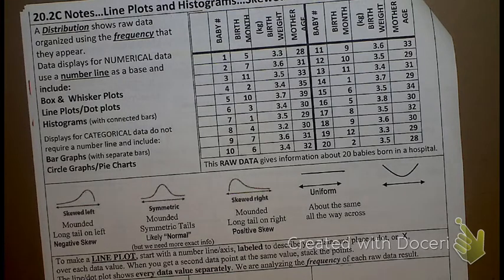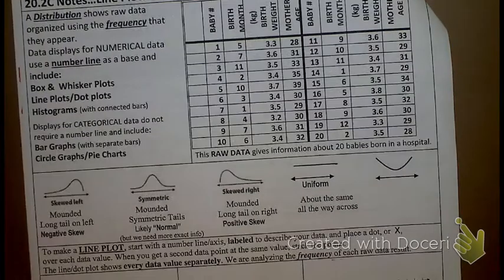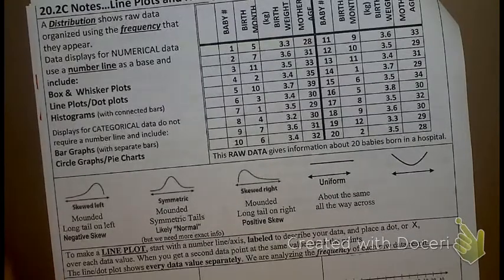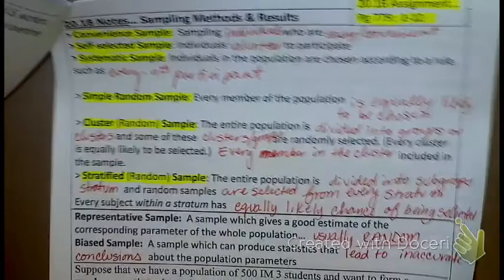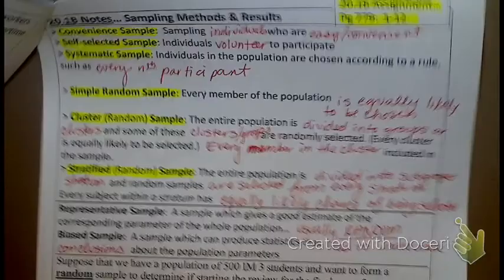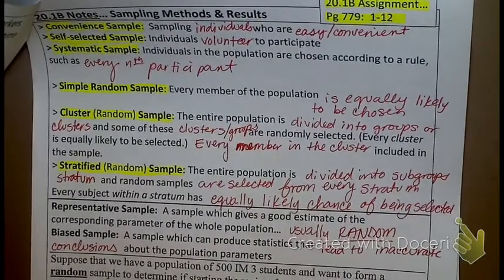20.2C notes. Now, yesterday, we talked about one way of distributing our data. So let me go through this a little bit. We started off in Mod 20 with talking about population parameter and sample statistics. We went through what kinds of information you might want to find doing a survey or a census, etc. And then we went into the different methods of sampling. How could you get that data? Once you find out what it is you want to know, how do you get it? How can you get it where it's unbiased?